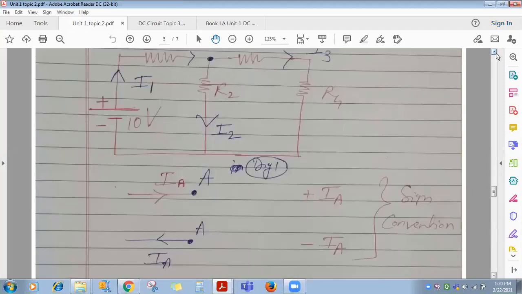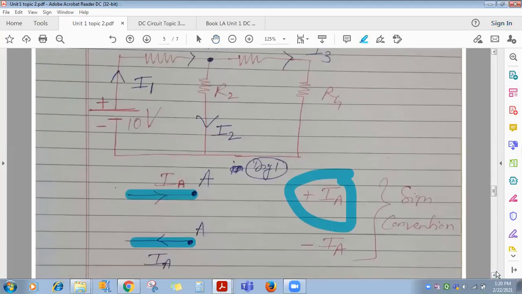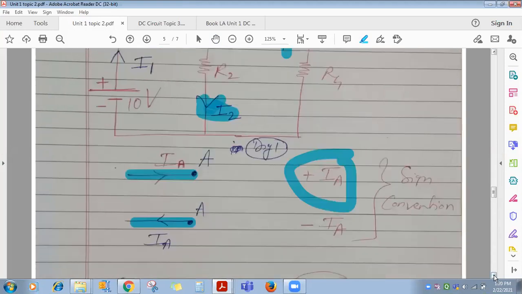So see, Kirchhoff's current law: if the current is moving toward a node, we assume it as positive, and if current is moving away from the node, then we assume it as negative. If you observe the above circuit, I1 is moving toward the node, that's why plus I1, and I2 and I3 are leaving, away from the node. That's why I1 minus I2 minus I3. This is the KCL equation.